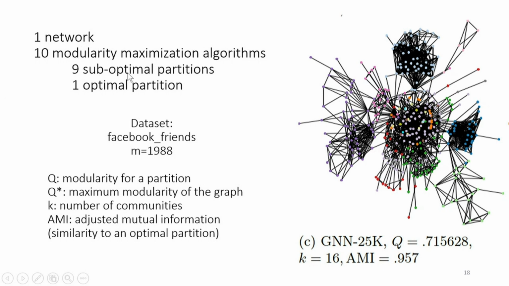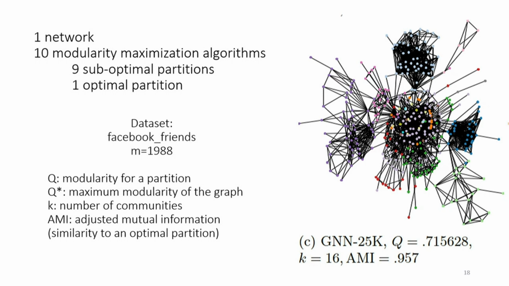9 of them give you suboptimal partitions, meaning that they give you a partition associated with a Q value, a modularity value, that is not maximum. And one algorithm gives you the optimal partition, meaning a partition that has the maximum value of Q for that graph. So Q is the modularity of a partition. Q star is the maximum modularity of that graph. K is the number of communities, and AMI is a partition similarity measure. So here, I'm measuring the similarity between a suboptimal partition and an optimal partition for that network.